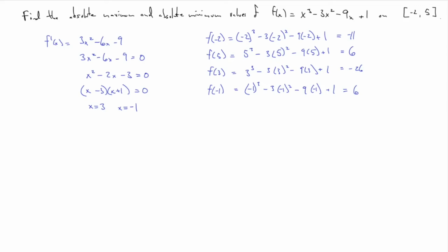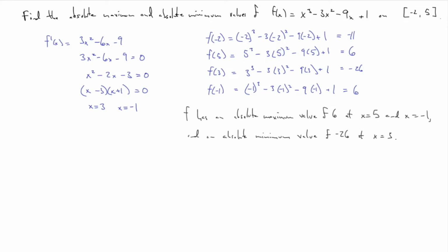And when you do the arithmetic, you get that f of -2 is -11, f of 5 is 6, f of 3 is -26, and f of -1 is 6. And so we get as our final answer that this function has an absolute maximum value of 6, which occurs at 2 places, at x equals 5 and at x equals -1, and an absolute minimum value of -26, which occurs at x equals 3. And this is over the closed interval from -2 to 5.